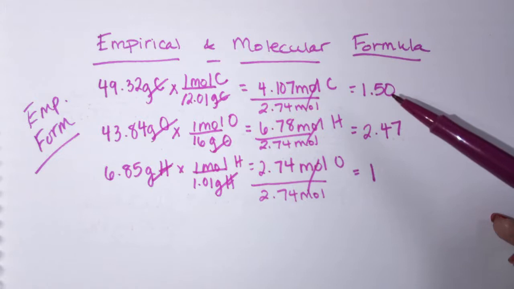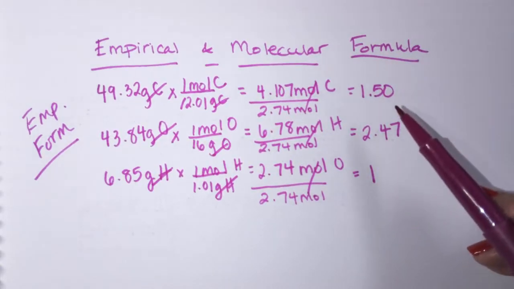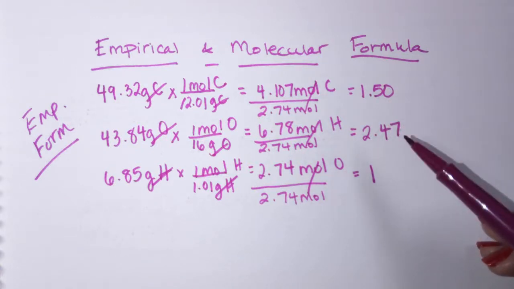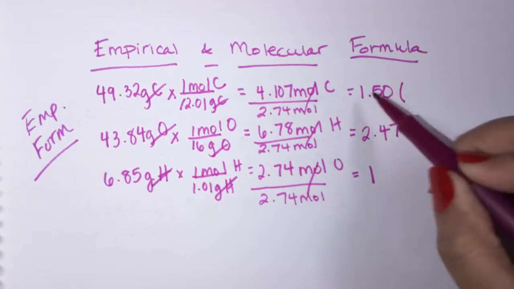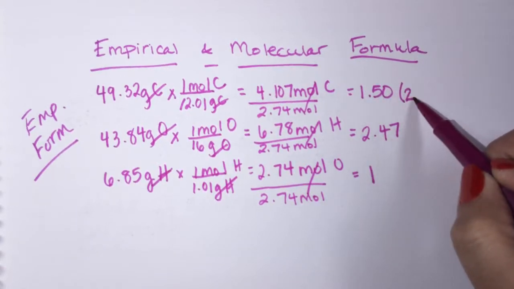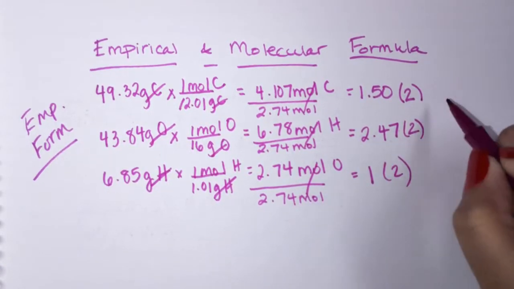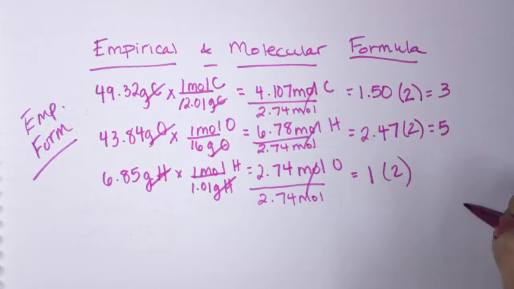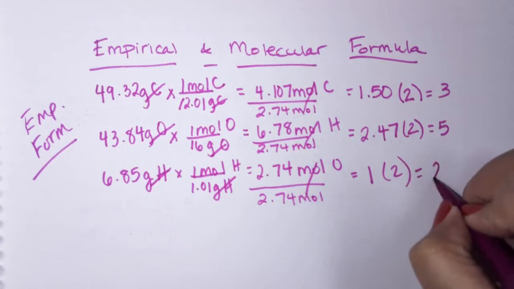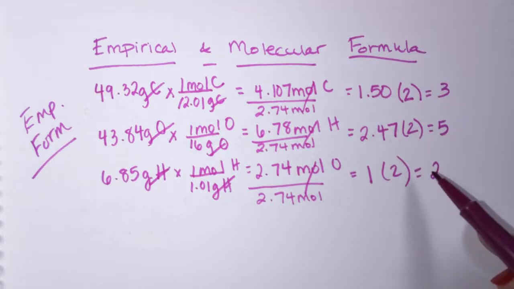However, remember, our subscripts have to be whole numbers. So when we run into a situation where we get a 0.5 or close to a 0.5, we are going to have to make it a whole number. And to make 0.5 a whole number, we multiply it by 2. And what we do to one, we must do to all. So when we do this, we get 3, and this will come to 5, and so you can round after this, and 2. So this is our ratio. For every 3 atoms of carbon, I have 5 atoms of hydrogen and 2 atoms of oxygen.